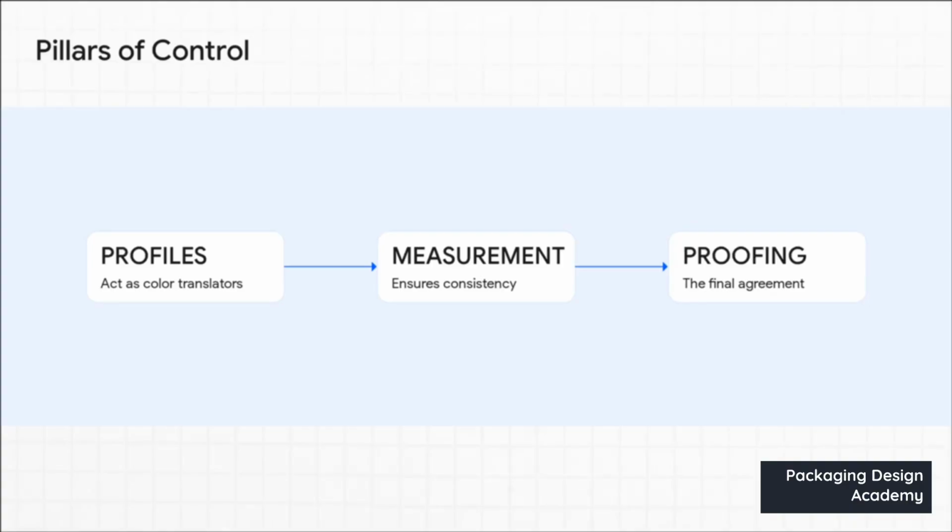And that whole system really stands on three crucial pillars. First, you've got profiles, which are like color translators. Second is measurement, making sure everyone is seeing and reading color in the exact same way. And third is proofing, which is the final binding contract for what the color should be.